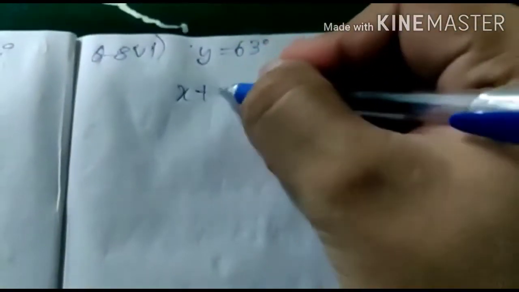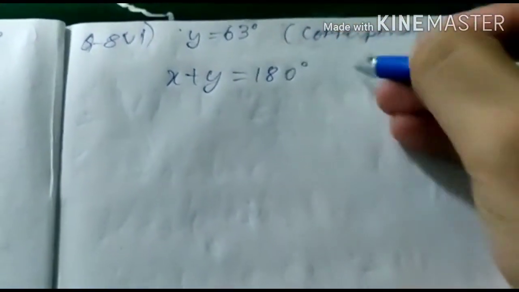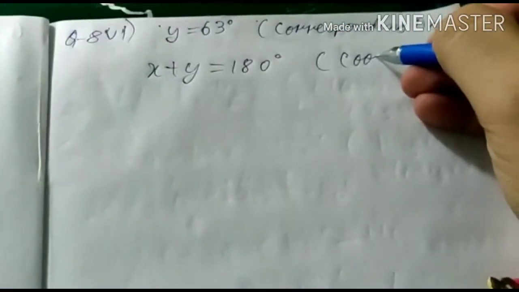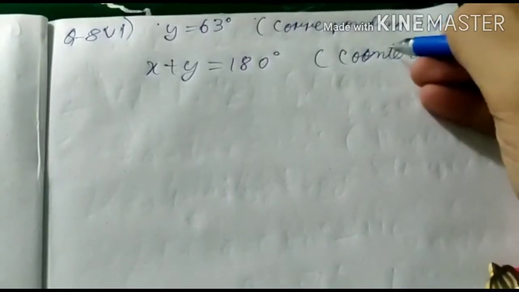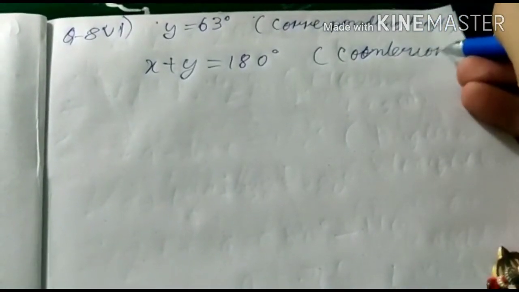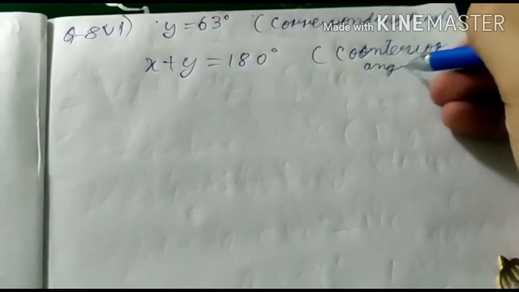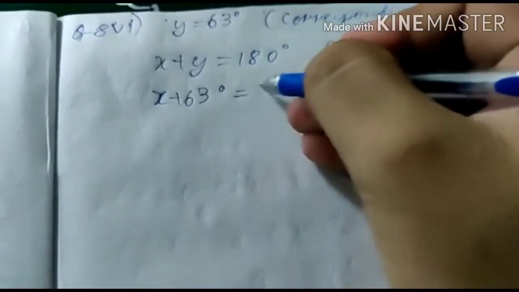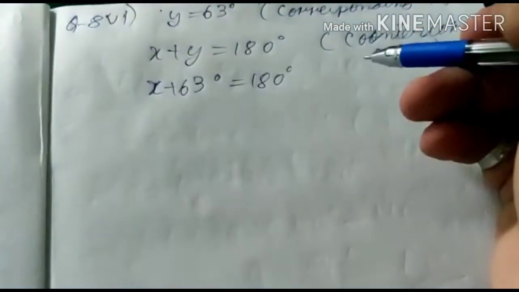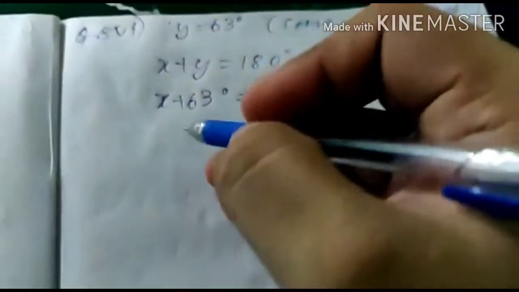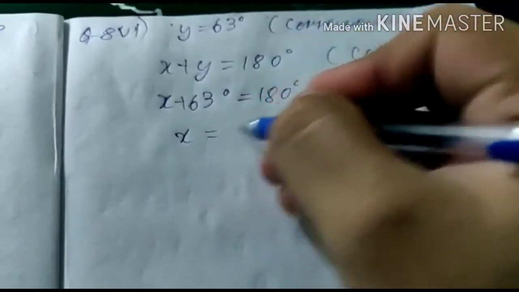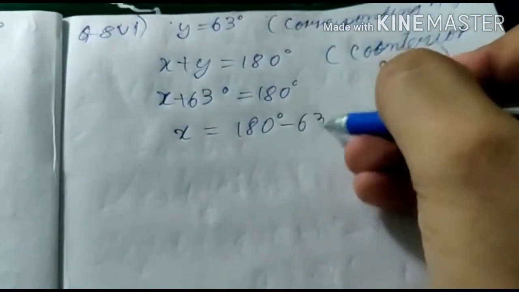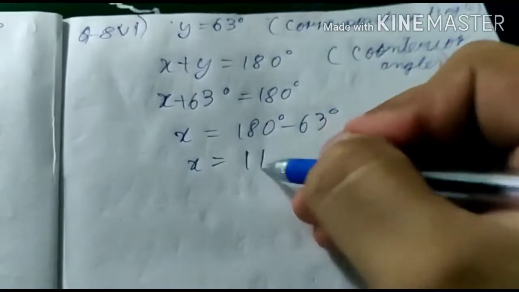So being co-interior angles, x plus y is 180 degrees. You need to give the reason here that they are co-interior angles. x and y are co-interior angles. So here y is 63 degrees, x plus 63 equals 180, and please do draw the diagrams in your notebooks. x equals 180 minus 63 degrees. So x here will be 117 degrees.